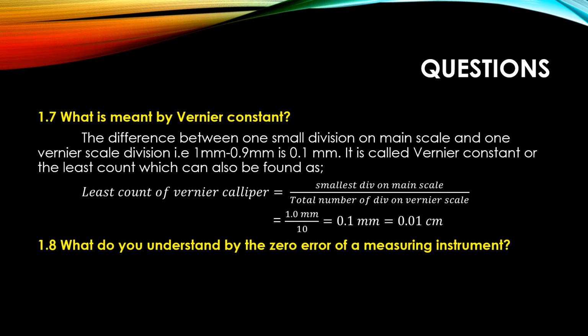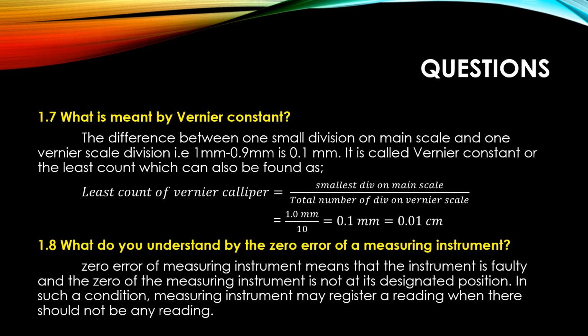Next question is, what do you understand by the zero error of a measuring instrument? The answer to this question is, zero error of a measuring instrument means that the instrument is faulty and the zero of the measuring instrument is not at its designated position. In such a condition, the measuring instrument may register a reading when there should not be any reading. It means it can register a reading when you are measuring nothing.